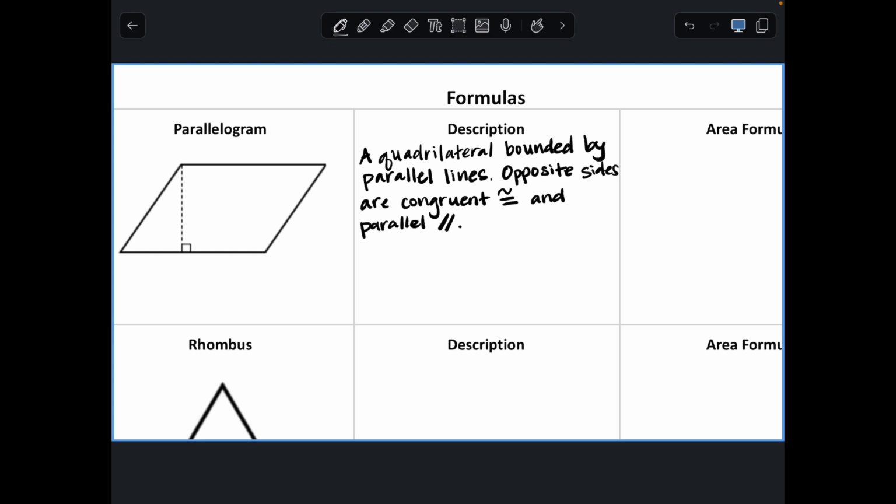So I'm showing you the symbols there that we use for congruent and parallel because we'll start using symbols more. So opposite sides are congruent. So you know they are the same length. So this side and this side are the same length, and this side and this side are the same length. They are congruent. And they are parallel. So this side is parallel to this side, and this side is parallel to this side.